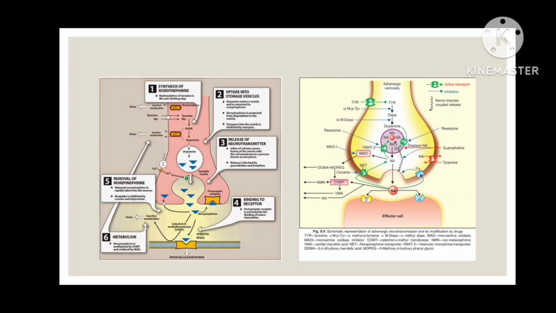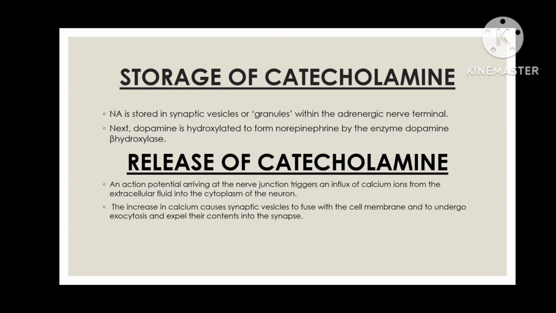The fourth step is binding to the receptor. Postsynaptic receptor is activated by the binding of neurotransmitter. Fifth step is removal of norepinephrine. Released norepinephrine is rapidly taken into the neurons. The sixth is metabolism. Norepinephrine is methylated by COMT and oxidized by MAO. Noradrenaline is stored in synaptic vesicles or granules within the adrenergic nerve terminals. Next, dopamine is hydroxylated to form norepinephrine by the enzyme dopamine beta hydroxylase.